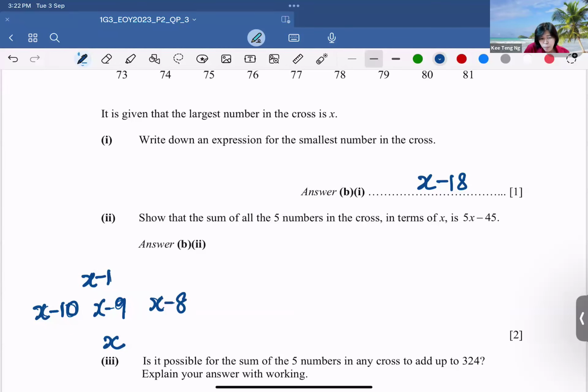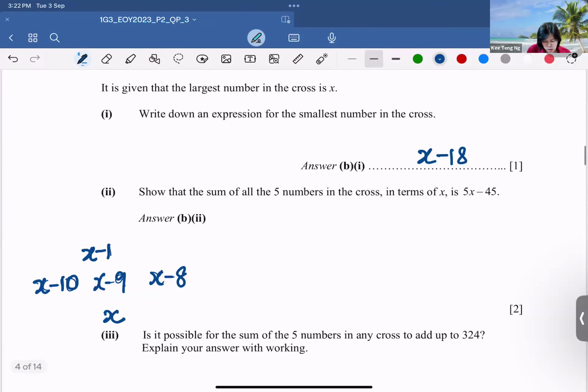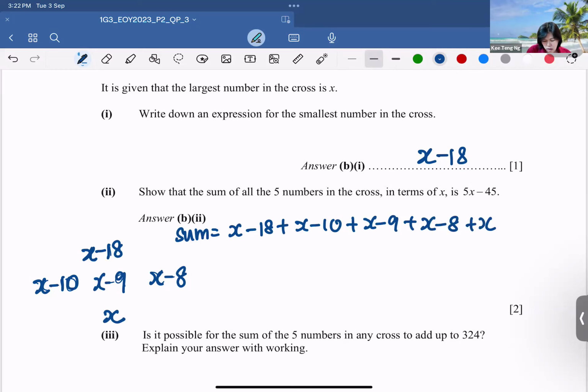Show that the sum of all the 5 numbers is 5x minus 45. So I'm just going to add them up. Sum equals x minus 18 plus x minus 10 plus x minus 9 plus x minus 8 plus x itself. I will have 5x minus 18 minus 10 minus 9 minus 8, that is 45. So this part should be relatively easy.